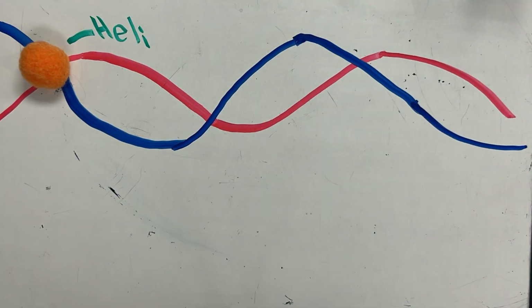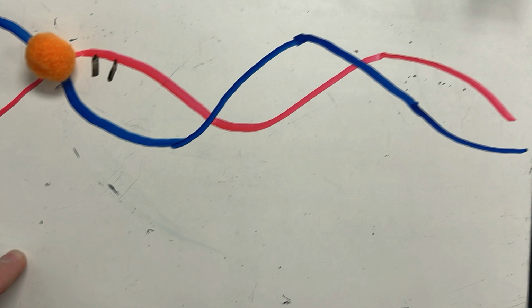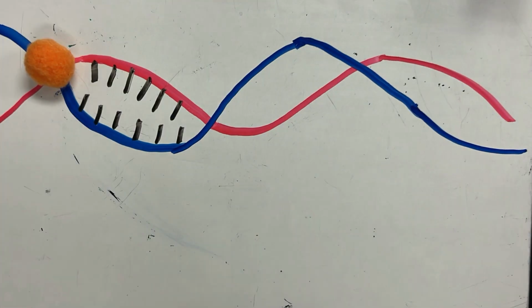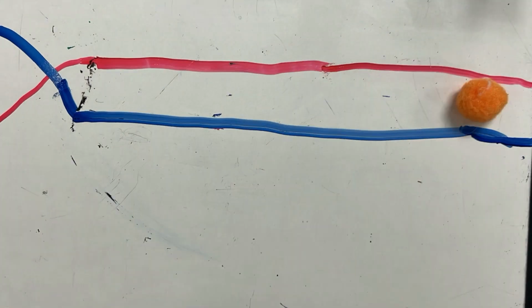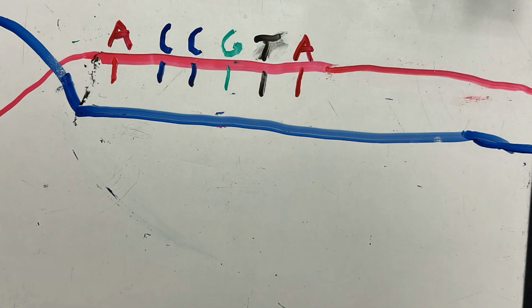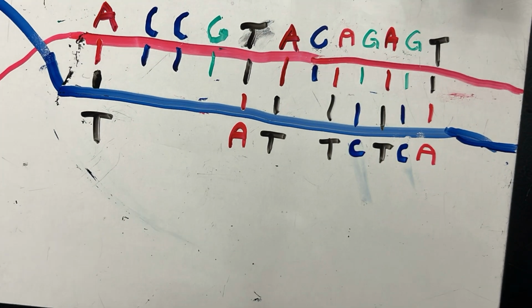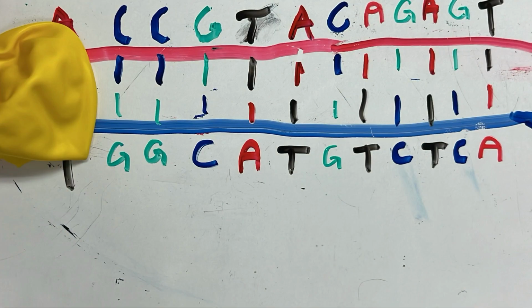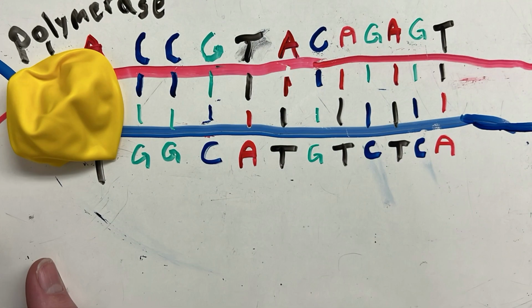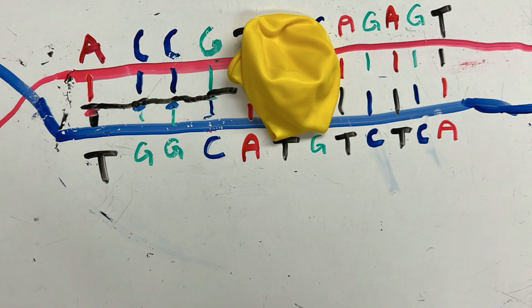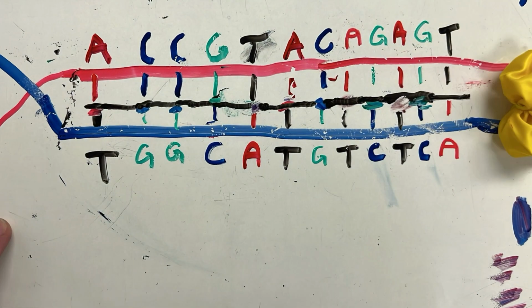The process of making proteins begins with transcription, where DNA is used to make messenger RNA, or mRNA. RNA polymerase reads the DNA sequence and creates a complementary mRNA strand. This mRNA will carry the genetic information from the DNA in the nucleus to the ribosomes in the cytoplasm.